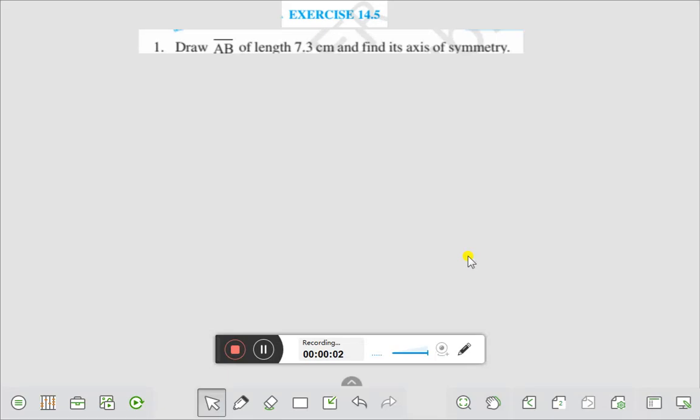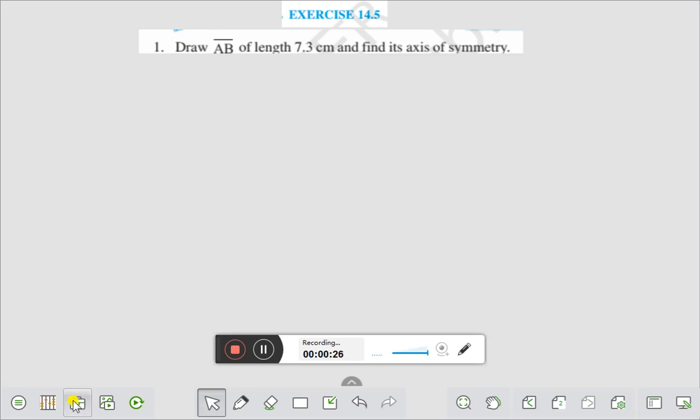Hello everyone. Today we shall discuss exercise 14.5 question number 1. Draw AB of length 7.3 centimeter and find its axis of symmetry. Right? Let us draw AB of length 7.3 centimeter and find its axis of symmetry. Let us draw a line.